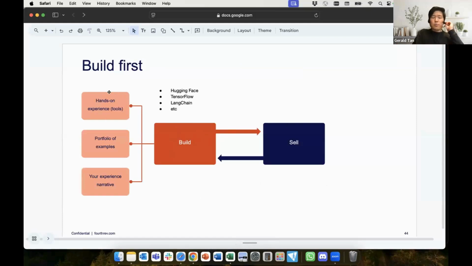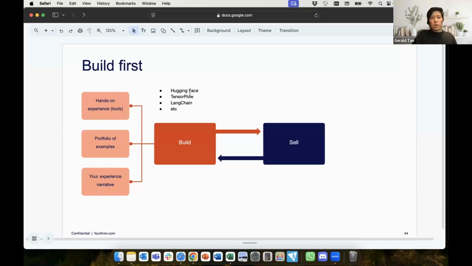You need hands-on experience. I'm sorry, but it's like driving a car. You can't learn how to drive a car or swim by reading a book. You really have to do it. Then, of course, you need a portfolio of examples. So the more you do, catalog it into a portfolio of examples, so that when you go into an interview, you can talk about it. And of course, what's important is to craft your own narrative on experience.